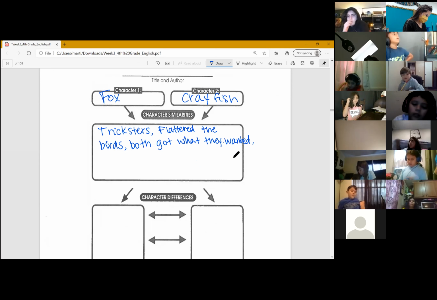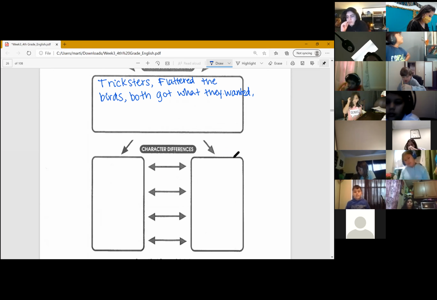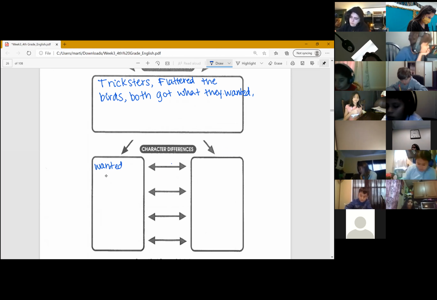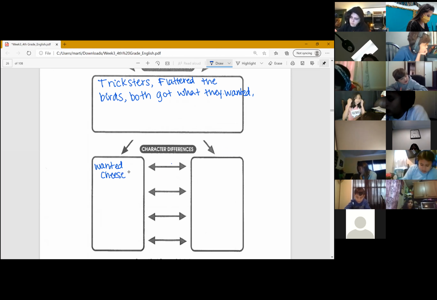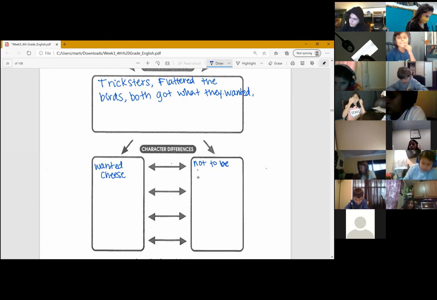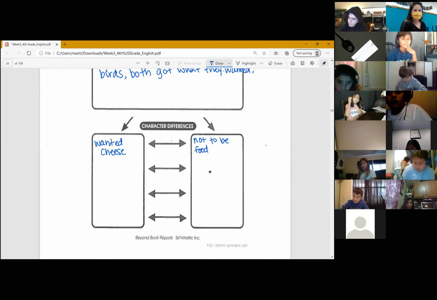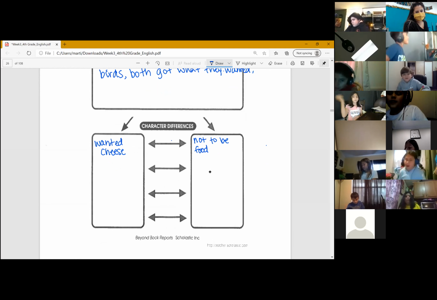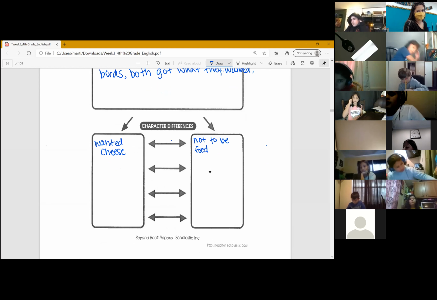So let's go ahead and add that down here, right? So what did the fox want? What specific food? Cheese. And what did the crayfish want? Not to be food. Awesome. Is it fine if I say the crayfish wanted freedom? Can you say that again, LJ? Is it fine if I say the crayfish wanted freedom? Sure. Yep. Make it your own.